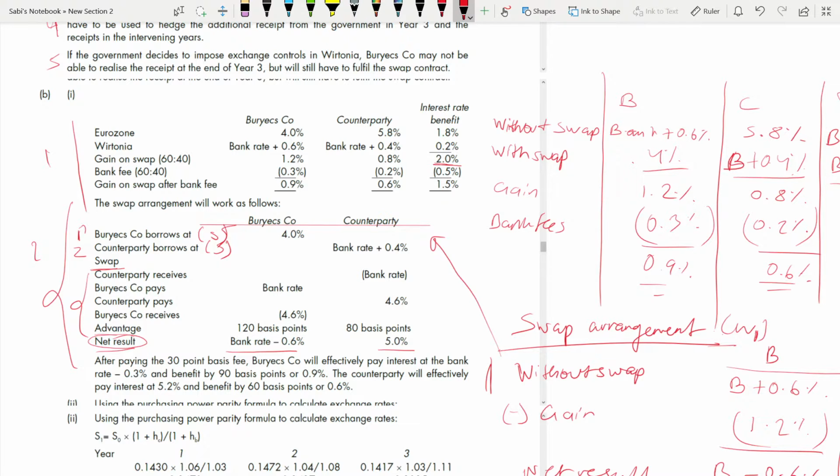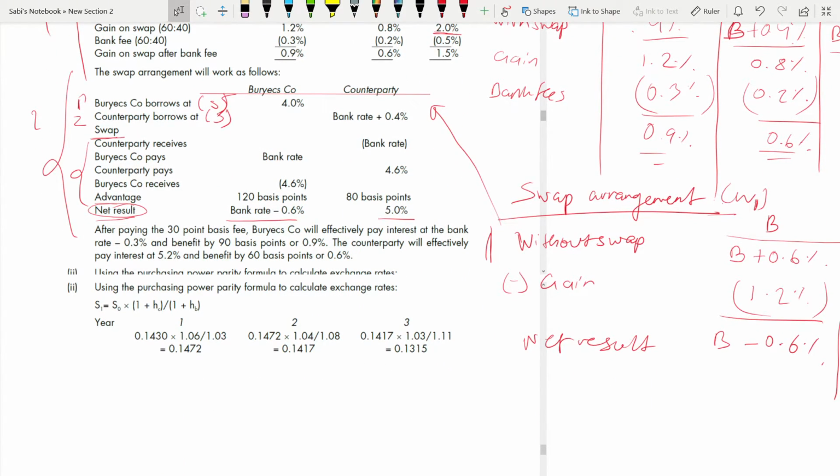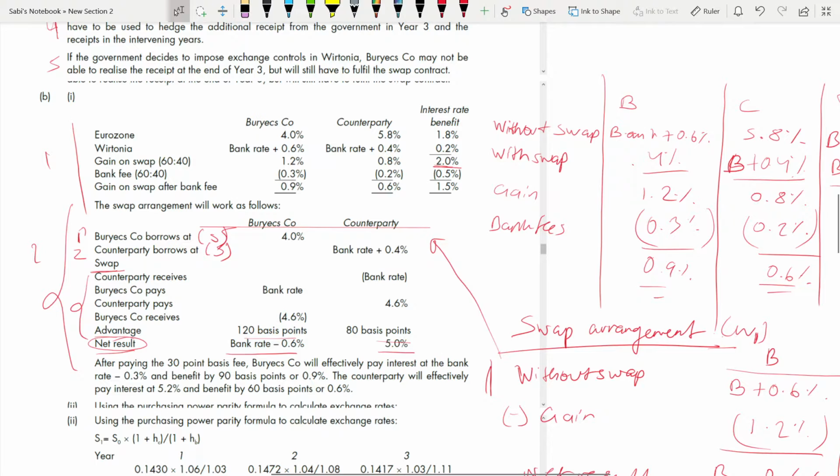Because your net result, you have worked it before here. Keep your net result ready and write it down. The last line has to be your net result. Keep your advantage also ready. This is your advantage, 120 basis point and 80 basis point. Just check here, it is 1.2% and 0.8%. That means 120 basis point and 80 basis point. You take the advantage before you deduct your bank fees. That's your gain basically. You can write gain or you can write advantage, whatever it is. So it is 1.2%, that means 120 basis point, and here it is 0.8%, 80 basis point.